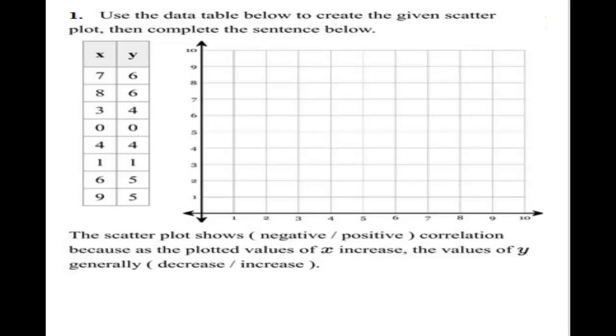Alright, so here first we're going to complete the table. So for every x, you got a y here. So you go over 7 and you go up to 6, and make a dot, then go over 8 and up to 6 to make a dot, then go over 3 and up to 4 to make a dot, and so on. So once you do that, you should have this.